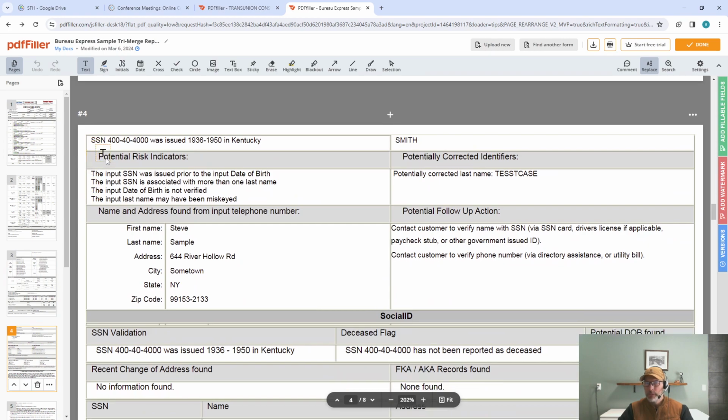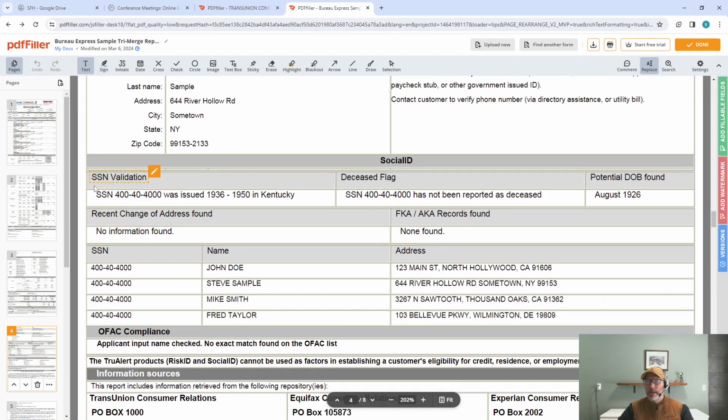Looking down further, it gives you some potential risk indicators. It talks about name and address matches, and input from the phone number. This would be where the borrower lived versus where it may have been shown in the application information. It validates some social security information.